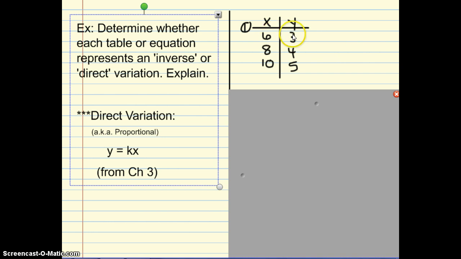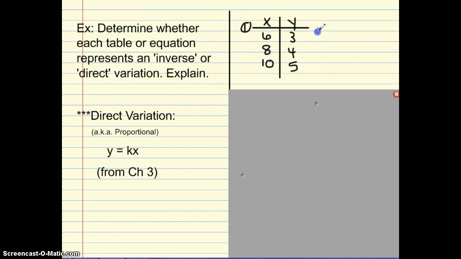x is 6 and y is 3, x is 8 when y is 4, x is 10 when y is 5. This is a direct variation because each time our y is half of our x.